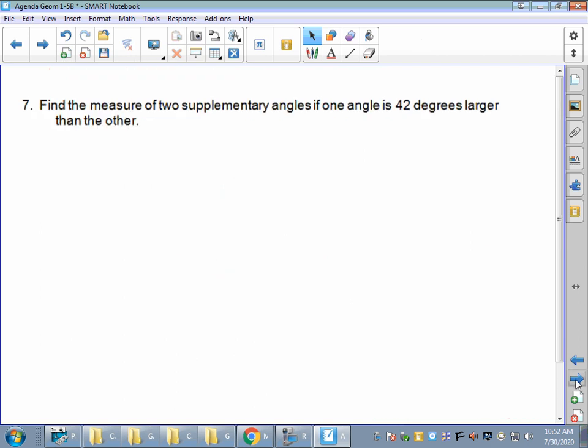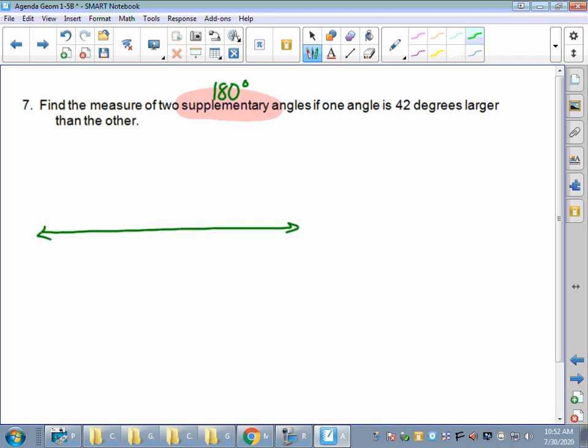Find the measure of two supplementary angles if one angle is 42 degrees larger than the other. First thing, draw and label a diagram. It probably would be helpful if you looked back or already had memorized what supplementary means. Supplementary means two angles that add up to 180 degrees. So 180 degrees looks like a straight line, vertex. I've got myself two supplementary angles. It's drawn, now I need to label it.